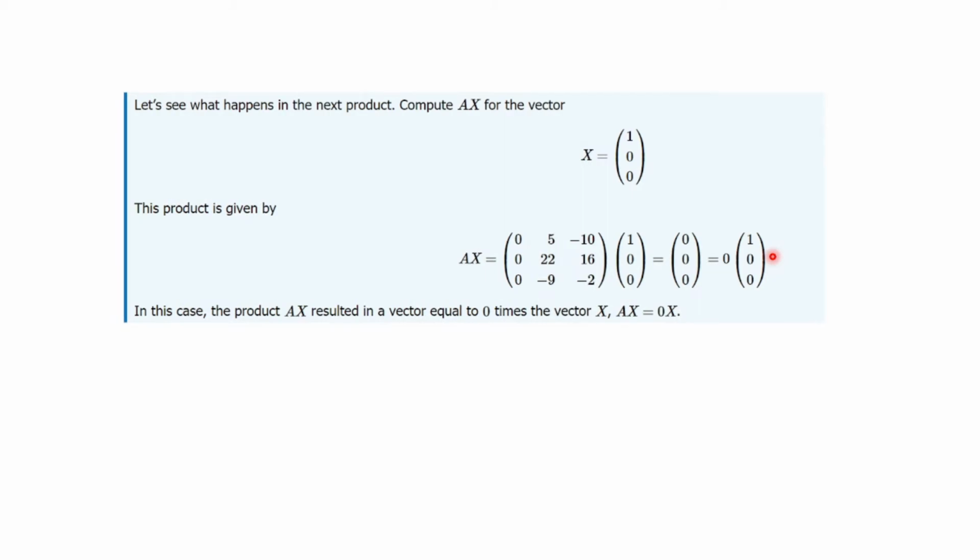So let us see what happens in the next product. It is x equal to (1, 0, 0). It also has the same property: Ax is equal to 0 times x.